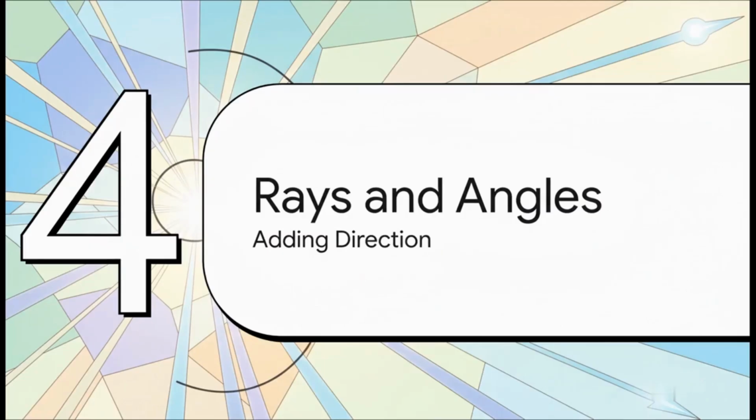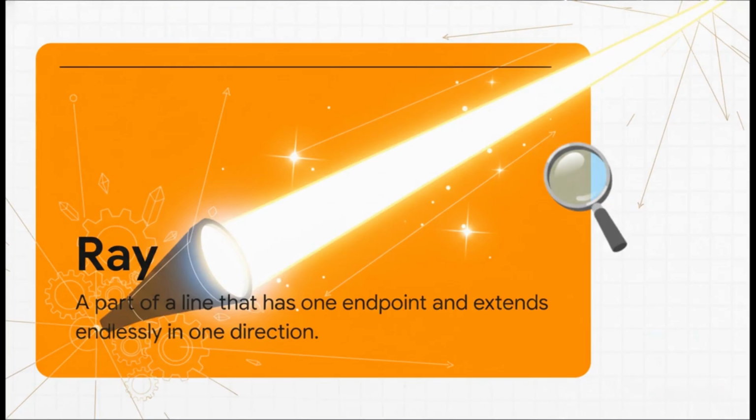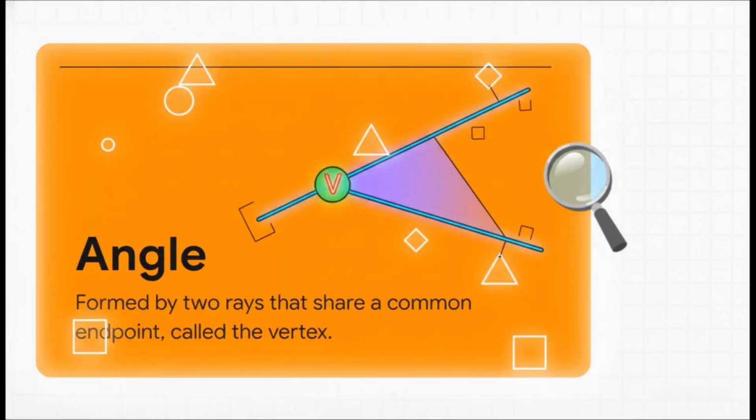All right, so we've got lines and line segments down. But what happens when we mix things up a bit? What if, say, you have a starting point but no end point? Or what happens when two of these things meet? This is where it starts to get really interesting. That's what we call a ray. The best way to think about it is like a beam of light from a flashlight, right? It has one clear starting point, the flashlight itself, but then the light just goes on and on in one direction forever.